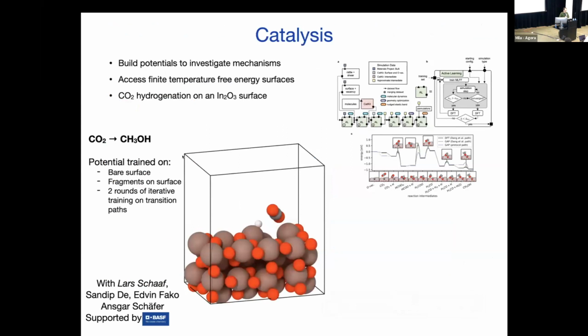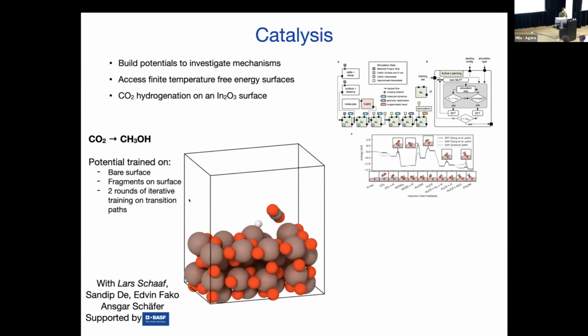Here's another example, this time on catalysis. So we are trying to build potentials to be able to study the changes of small molecules on active surfaces. The example here is carbon dioxide turning into methanol. You can all understand why that's an important reaction, and these kinds of reactions are going to be important for surviving the future.